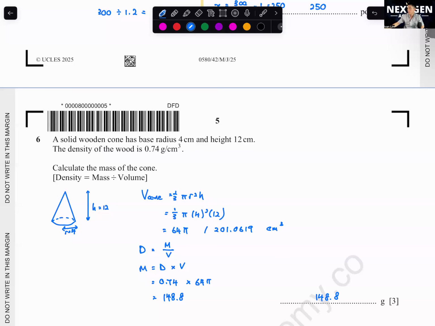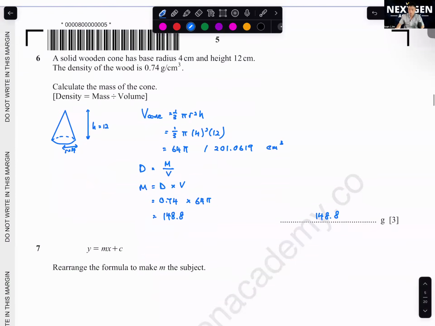Can I leave it in pi? No. You have to change it. Okay, you have to change it. All right, so don't leave it in pi unless the question asks you to leave it in exact form or in the pi form. Otherwise, because this is a paper 4, you have access to calculator, they will normally expect you all to change it to the decimal place if you can change it. Okay, unless they state it otherwise.